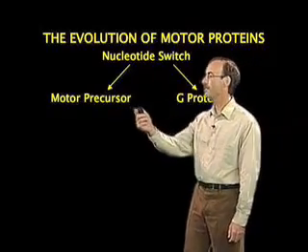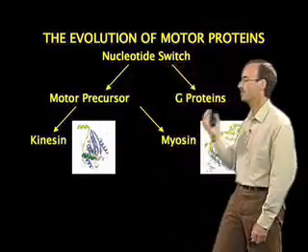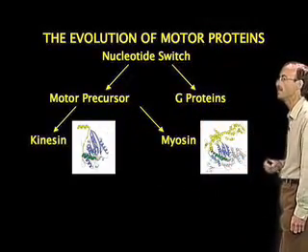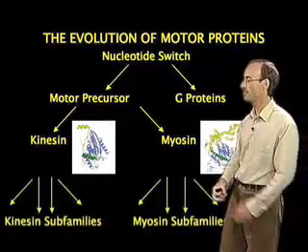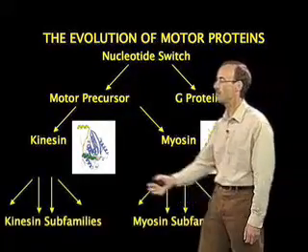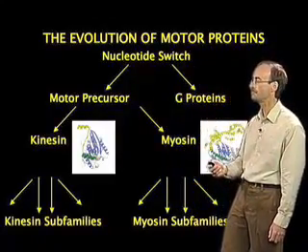And this motor precursor then evolved 2 different branches. One motor that learned to walk on microtubules, another one that learned to walk on actin. And wow, this was such a great invention that evolution then produced many subclasses of these motors, a whole bunch of different kinesins, as I described to you, a whole bunch of different myosins.